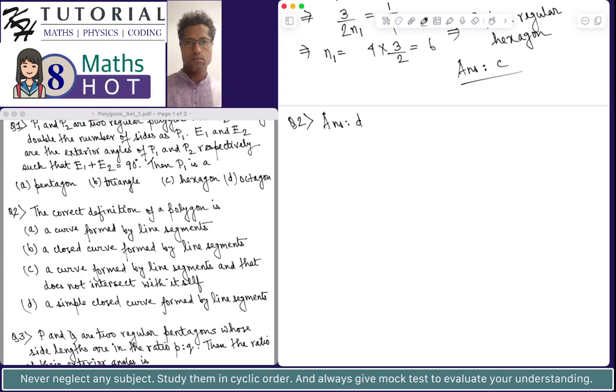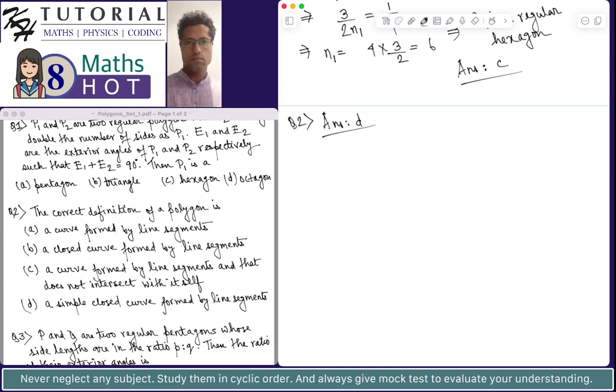That is the, what is a polygon? We know that a polygon is a closed curve formed by line segments, but that curve should not intersect with itself. So a closed curve that does not intersect with itself is a simple closed curve. And of course, the polygon is made up of line segments. So this is a conceptual or theoretical question. Choice D is the correct definition of a polygon, that is a simple closed curve formed by line segments.